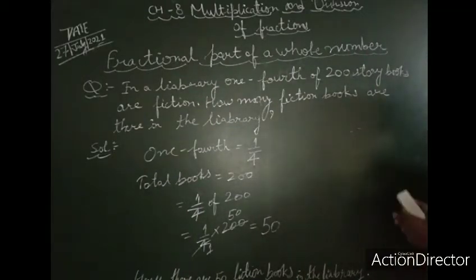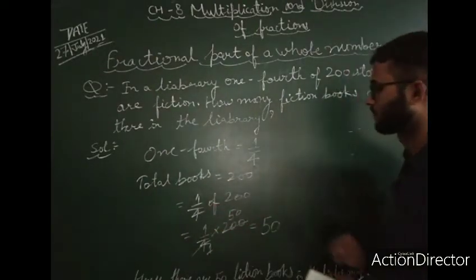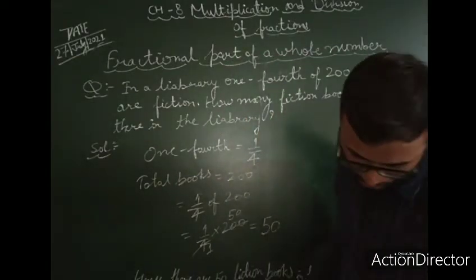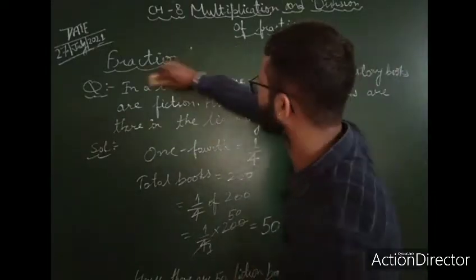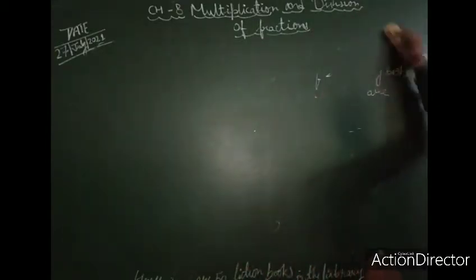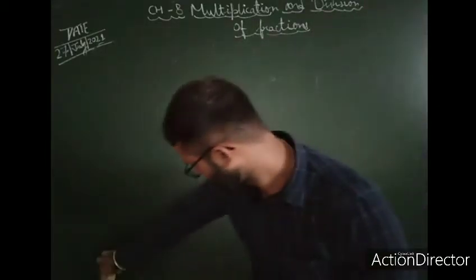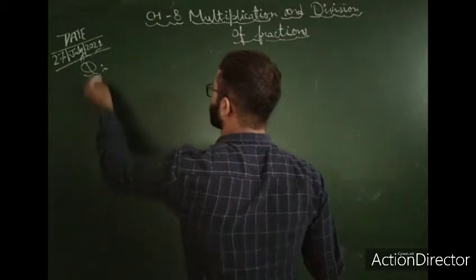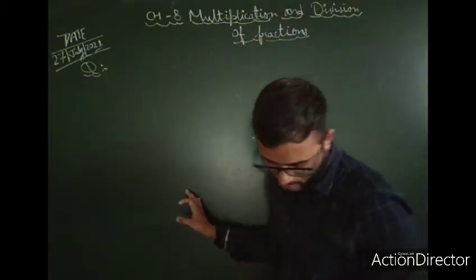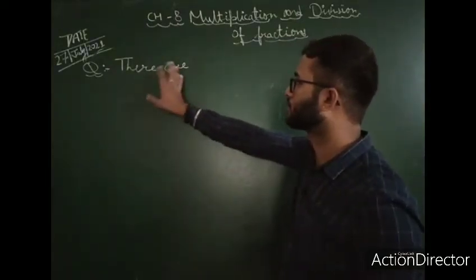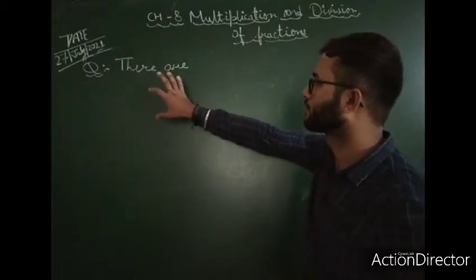So we solve these types of questions by using the same method. Here we replace this "of" by the multiplication symbol. Now here we take another example. Now the question is, there are 80 oranges in a box. Here we take the next question related to a fractional part of a whole number.